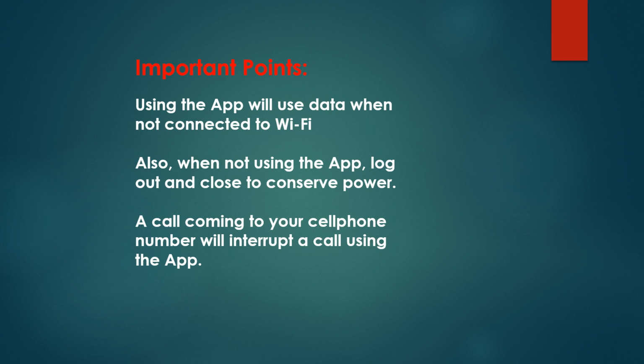The other thing to keep in mind, and this is very important, is that your cell phone is always going to take precedence over an application. So if your cell phone gets a phone call, it will interrupt a call if you are using the application. So what we advise is if you are going to be using the application to place or take a call, put your cell phone into do not disturb. So any calls going to it would go directly to voicemail and not interrupt an application call.